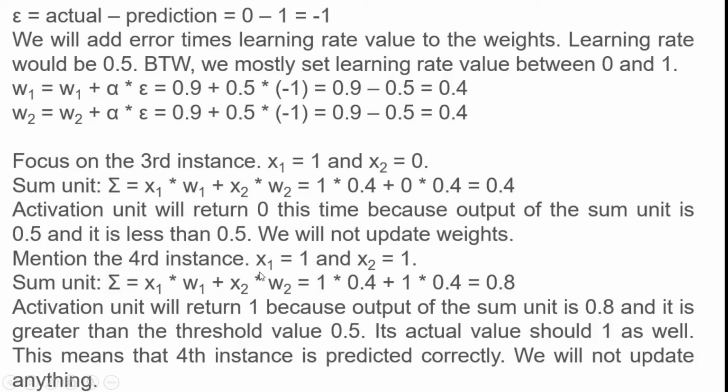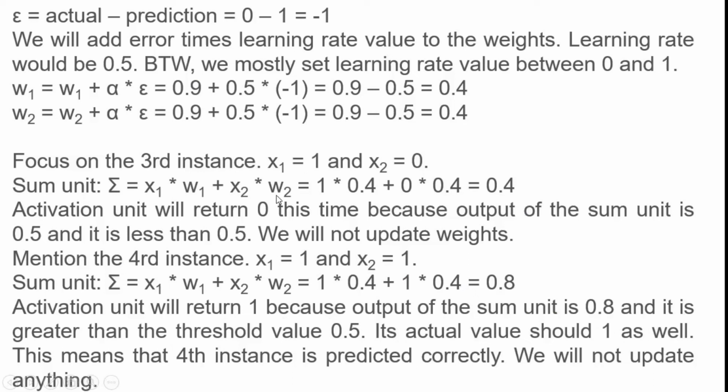Now we'll go to the fourth instance. Both inputs are 1 and the answer is 0.8, and the result is 1. So the accuracy unit will return 1 because the output of the sum unit is 0.8, which is greater than the threshold value 0.5. The actual value is also 1, so both are the same. The fourth instance is correct.